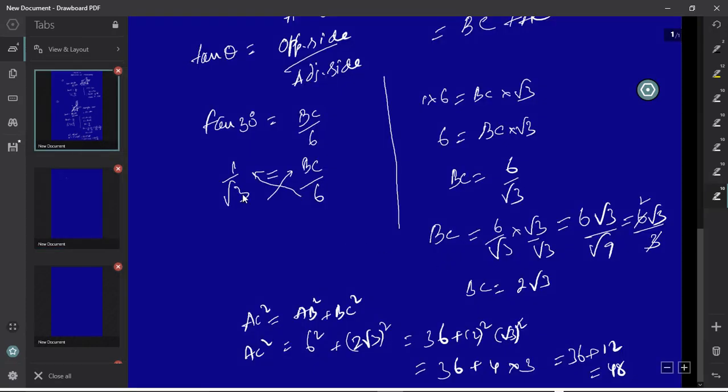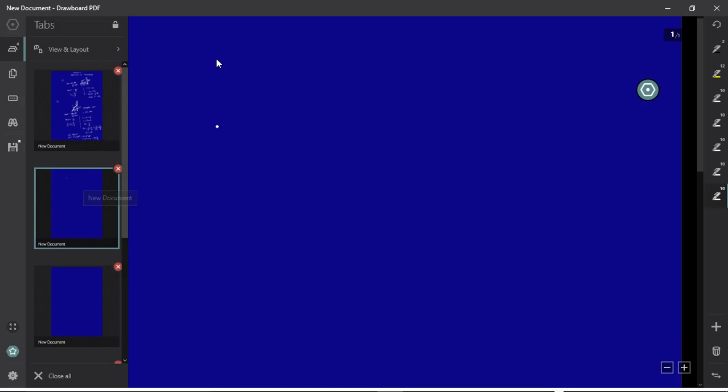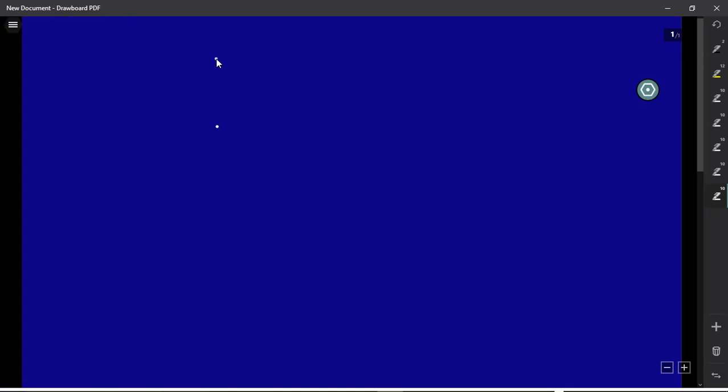So the value of AC square is 48. That's what I see here. AC square is 48. If I remove square from the left hand side, I'll have to put a square root on the right hand side. Square root of 48.